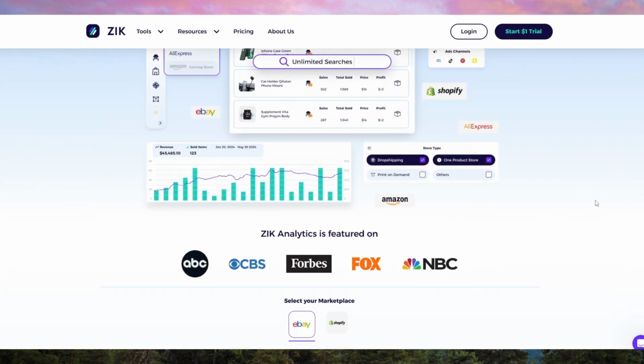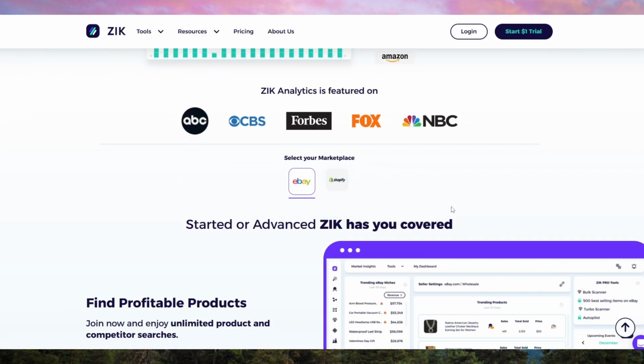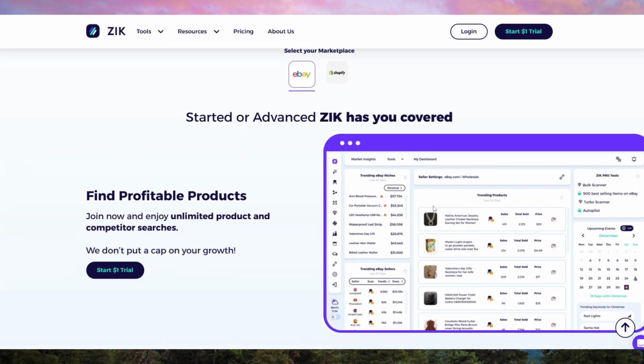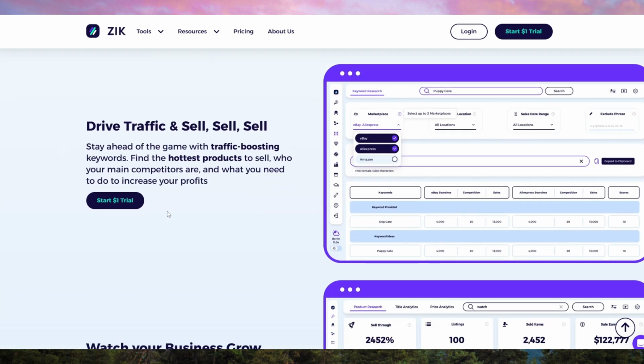Zik Analytics is made for anyone from beginners to experienced sellers who want to take their eBay business to the next level. It offers a range of powerful features that make it stand out, including product research, competitor analysis, and market trend insights, all designed to help you make data-driven decisions.